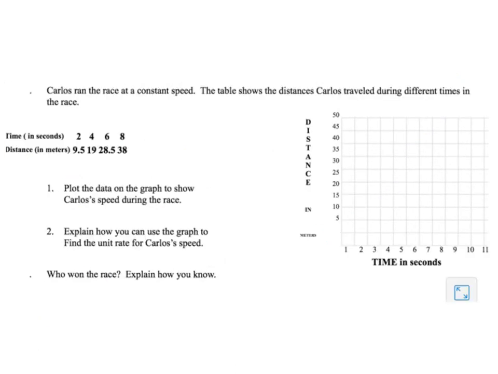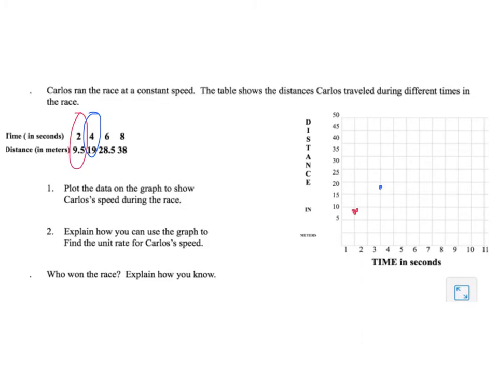Let's look at part C. Carlos ran the race at a constant speed. The table shows the distance Carlos traveled during different times in the race. Part 1 says to plot the data on the graph. So our first value is going to be 2 and 9.5. So here's 2, and we're going to go right under 10, so 9.5. Our next one is going to be 4 and 19, so here's 4. We're going to go right under 20.